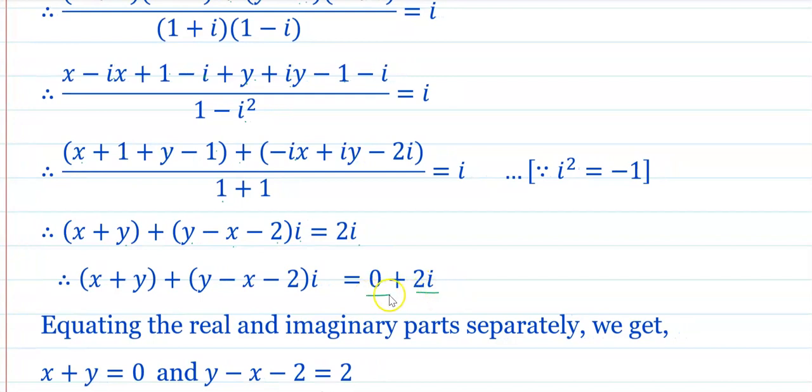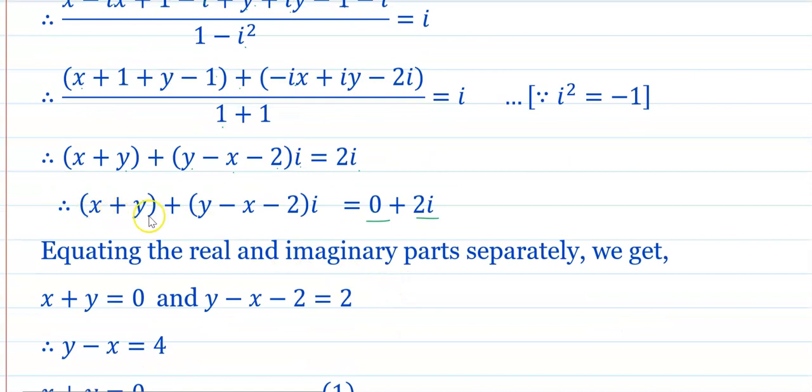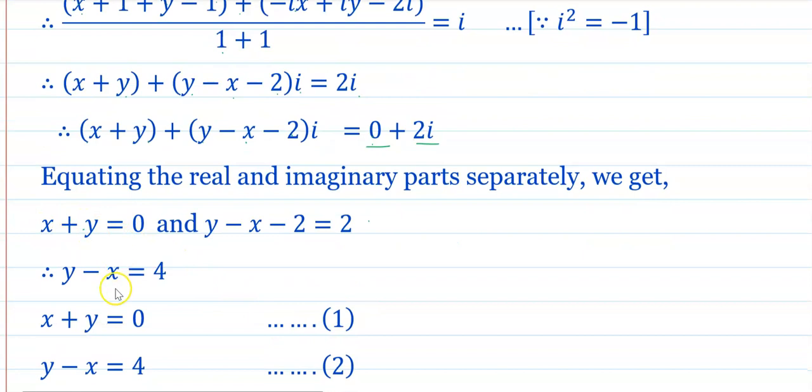i is the imaginary part, this is the real part. Equate real and imaginary part. Okay. x plus y, this is real, that is equal to 0. y minus x minus 2, that is the imaginary part, and that is equal to 2. x plus y is equal to 0. What about here? y minus x minus 2 is equal to 2. Minus 2 transfer, that will become plus. y minus x is equal to 2 plus 2, and that is equal to 4. y minus x is equal to 4.